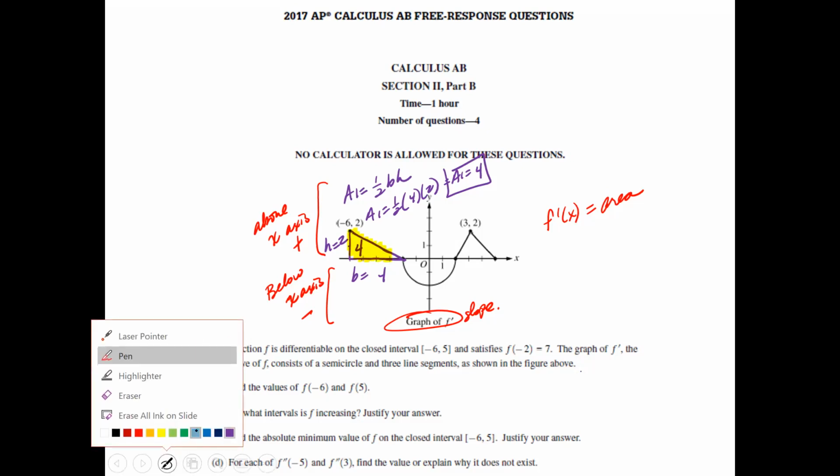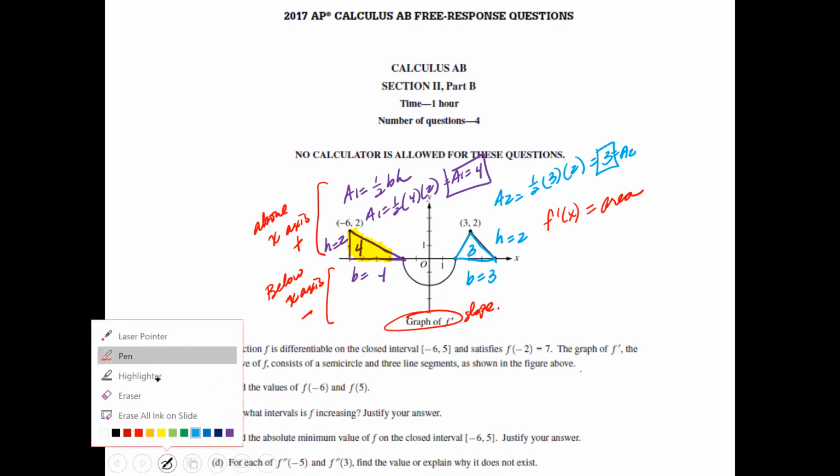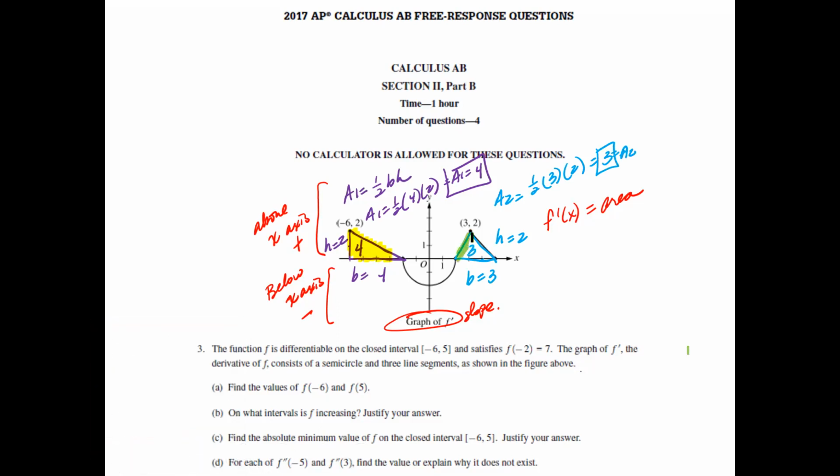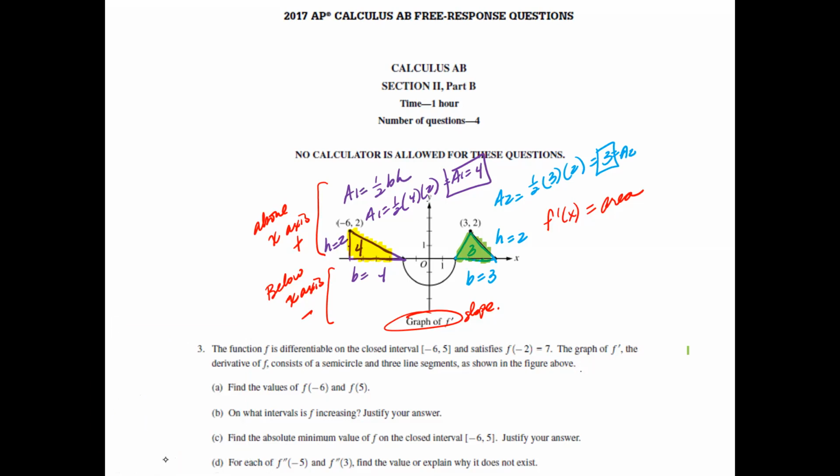Now let's take a look at the second area. It's this blue triangle. The base is 1, 2, 3. The height is 2. So for triangle 2, the area is 1/2 base times height. Half of 6 is going to give you 3 for area 2. So this is going to be 3.